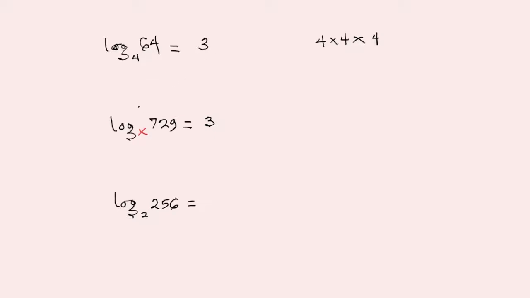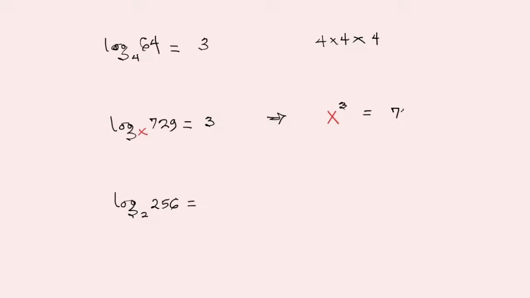The next question says log to the base of x of 729 is equal to 3. So we're looking for x here. Now the question is, so if we write this out as we taught ourselves, we know that the base is x, which is what we're looking for. And we know that we've raised this up to the power of 3.